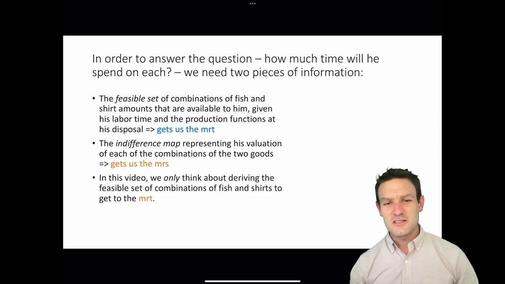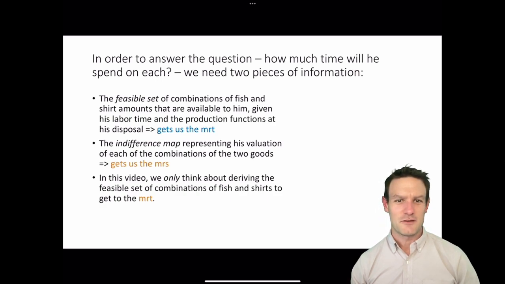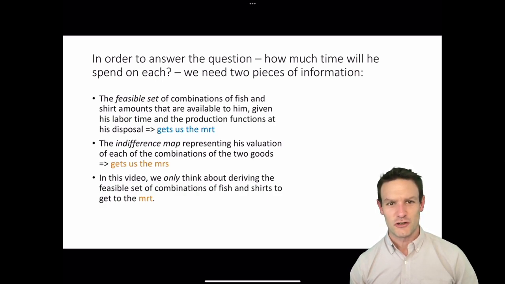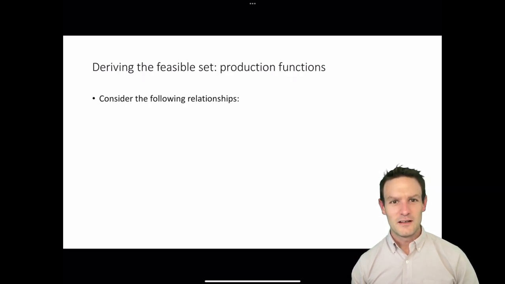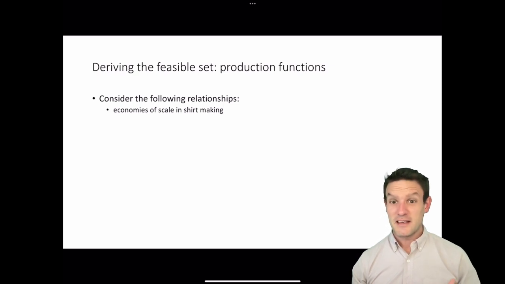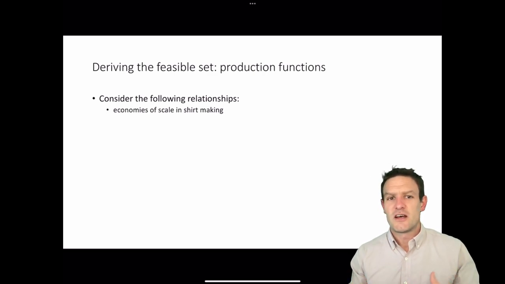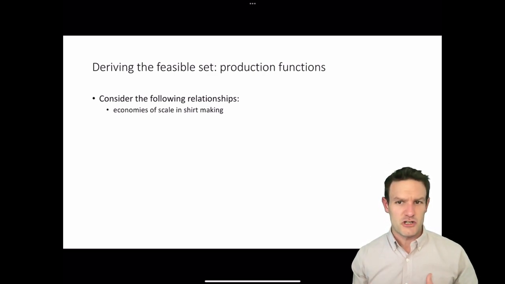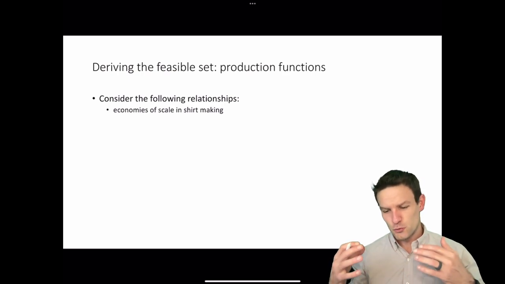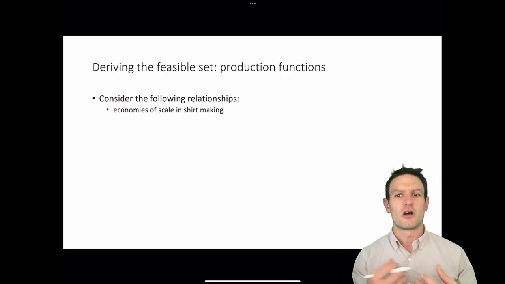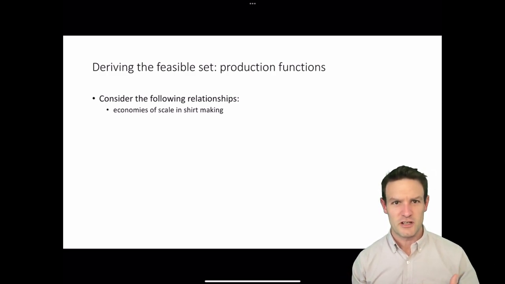Okay, now in this video, we're only going to think about deriving the feasible set of combinations of fish and shirts to get the marginal rate of transformation. Now, we're going to consider the following relationship. We're going to say that there are economies of scale in shirt making. So shirt making is a kind of manufacturing process. We're going to say as a consequence, there are economies of scale in production. So as you produce more shirts, it's going to cost you less time to produce a marginal shirt. That's the basic intuition here.